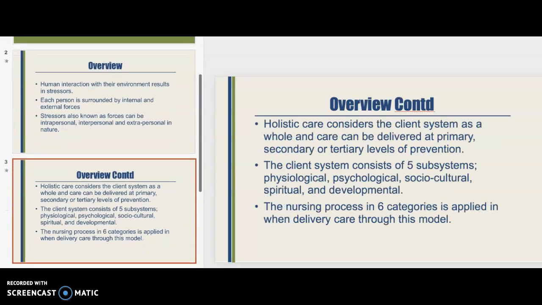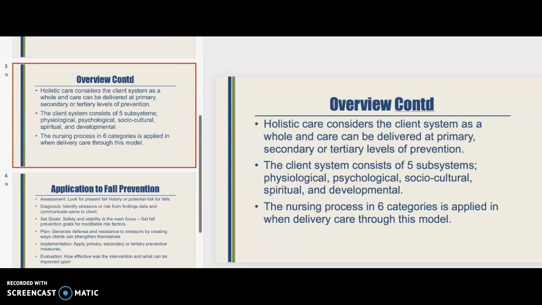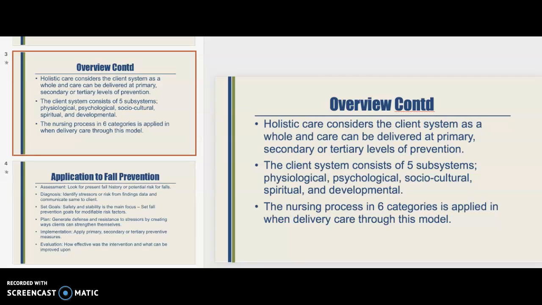According to this theory, holistic care is a type of care that looks at the client as a system. The client and their family and their interaction are all considered as a whole system, and care is delivered at either the primary, secondary, or tertiary level of prevention.